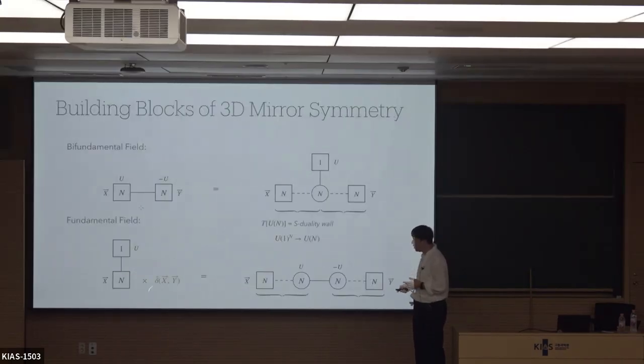Then in the previous slide, what this really means is that here we have another quiver gauge theory, which triggers an RG flow such that in the IR, the putative two U(N) symmetries are spontaneously broken to the diagonal one. Anyway, so we have those two blocks, which will be used as the building blocks of 3D mirror symmetry. I will show you an example later.